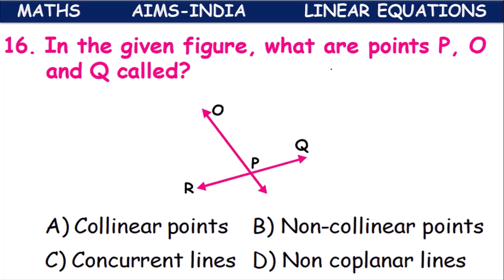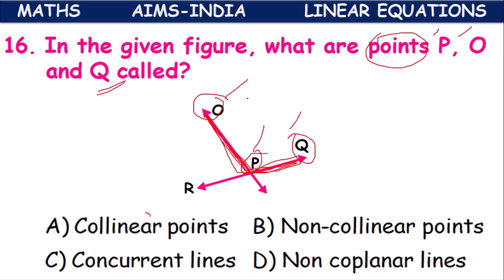In the given figure, what are points P, O, Q called? They are asking about points. One point is P, one point is O, another point is Q. P, O, Q are lying on different lines, so they are not collinear. They are not lying on the same line. So, the points are called non-collinear points.